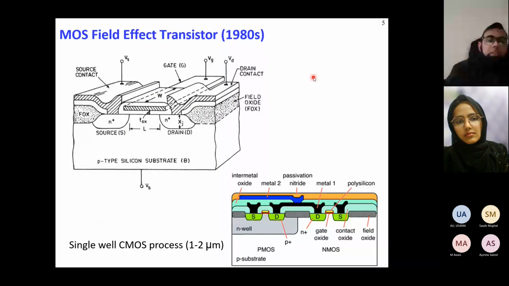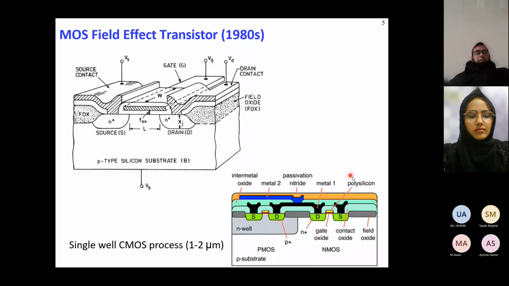This was the very first early MOSFET, in the 1980s. It's called a single well CMOS process. CMOS has complementary transistors, one N channel and one P channel, both on the same substrate. That's called monolithic integration.